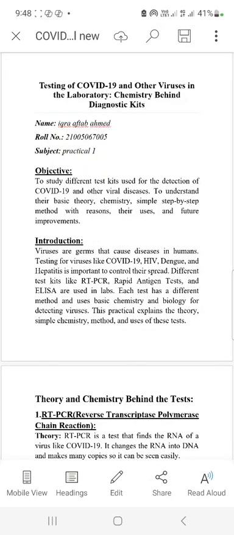Assalamualaikum. My name is Ikra Aftab, and the topic that we're going to present is testing of COVID-19 and other viruses in the laboratory. We will see the chemistry behind the diagnostic kits.